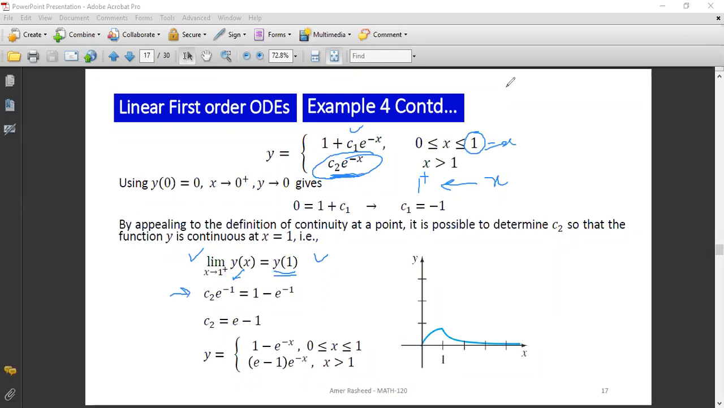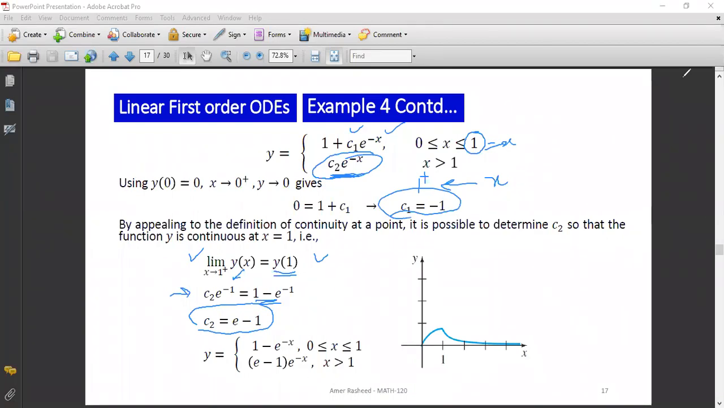When x is greater than 1, there is a question in the chat: shouldn't y of 0 be equal to 1? Why is it so? The initial condition is given. We cannot assume it ourselves. It should be given. Okay. So on the right hand side, we use the above function 1 minus e raised to the power minus 1, because c1 is negative 1. After solving this, we can get c2, which is e minus 1.